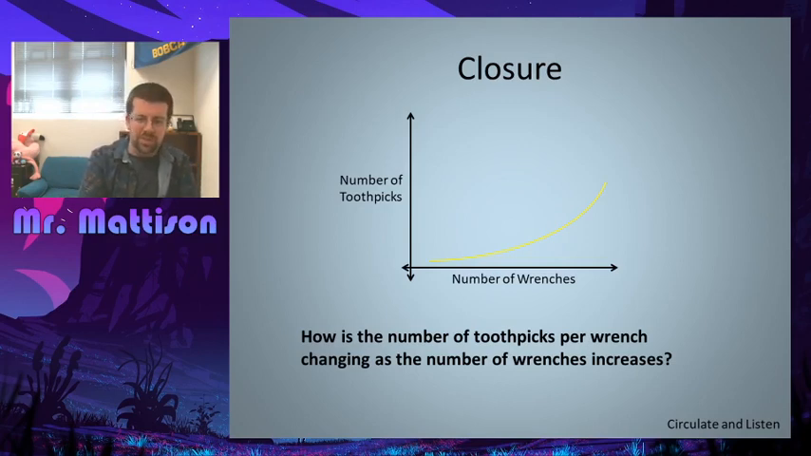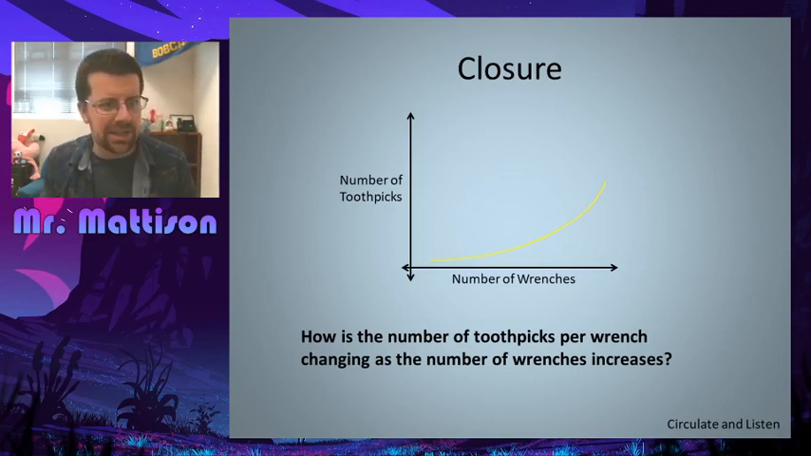How is the toothpicks per wrench value changing as wrenches are increasing? Pause, think about that, answer the question, and then go ahead and resume here. So my rate of toothpicks per wrench is actually increasing. This is much like the one we saw here with the rainwater, right? I'm going upward very slowly here, but as I go further right, I'm going upward faster and faster. So I'm going more and more steep. So as my steepness is increasing, my number of toothpicks per wrench is increasing as well.